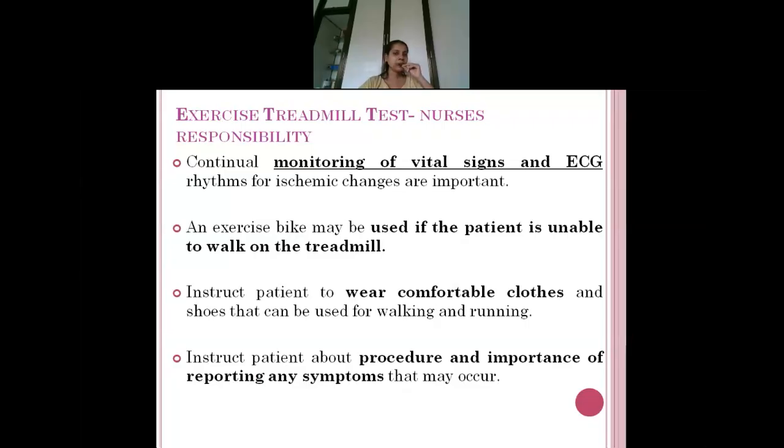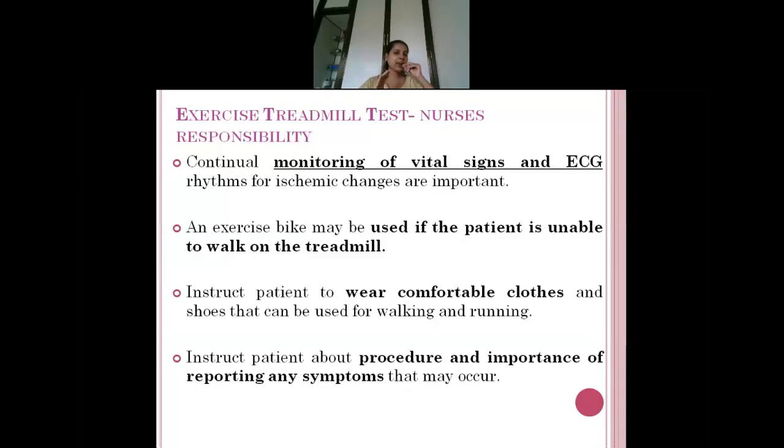Next, when the person is performing the exercise, maybe they are asked to walk on a treadmill or on a stationary bicycle. See the ability of the person to do the exercise. If they are developing chest pain, or dyspnea, shortness of breath, or palpitations, immediately you have to stop the procedure.